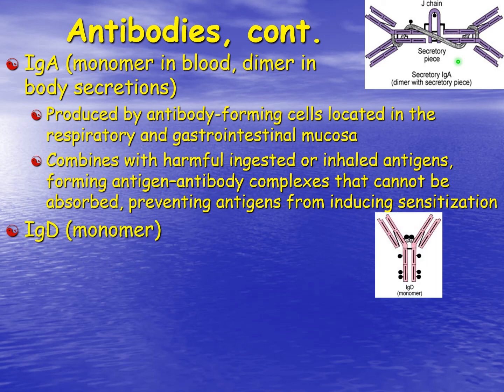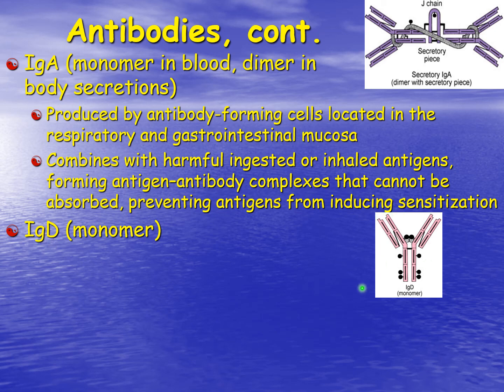IgA is found in sweat, tears, saliva, mucus, and breast milk. And so this is another important class of antibodies because it is actually going to help with the newborn's immune response.